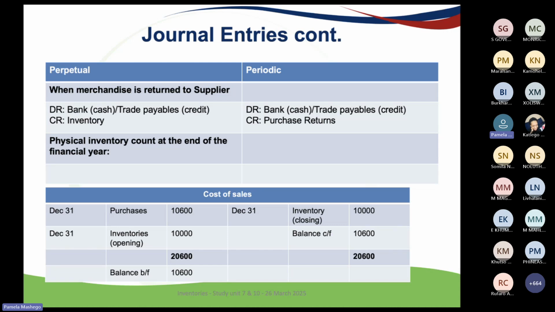And then you credit inventory because now you returned that inventory back to the supplier. You no longer have it, so you decrease it. And assets decrease on the credit side. Whereas in the periodic system, it does not touch the inventory account. You only adjust the purchase return account, and the only thing that will be the same as the perpetual one is the debit side, where if you bought it cash, again, you will debit bank, and if it was on credit, you'll debit trade payables.